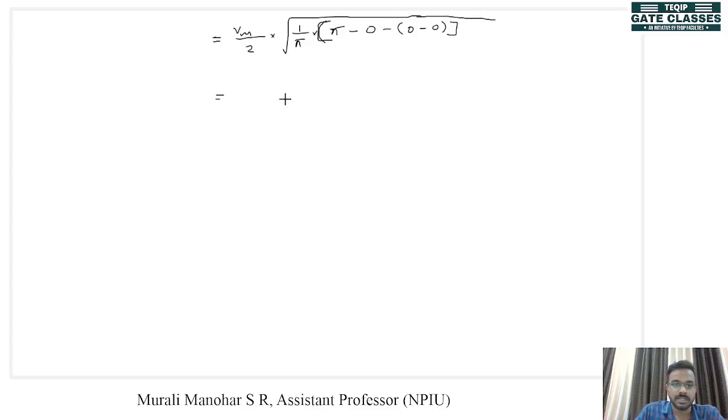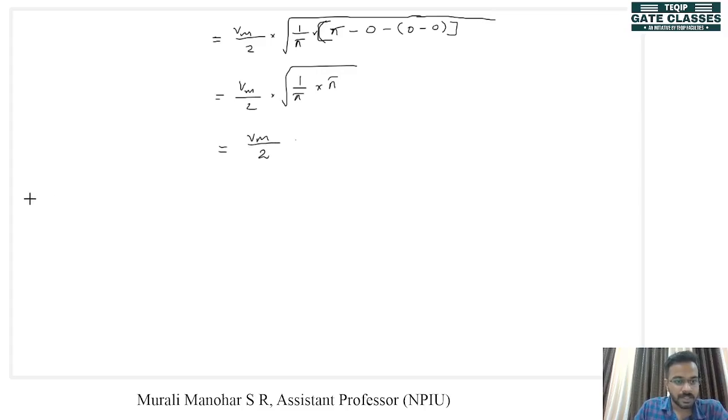Now what is left in this bracket? It is only pi, and this becomes Vm by 2 into root of 1 by pi into pi. Pi and pi cancel. Root of 1 is 1. So the RMS value is Vm by 2.